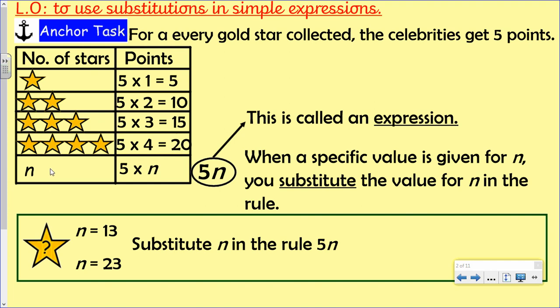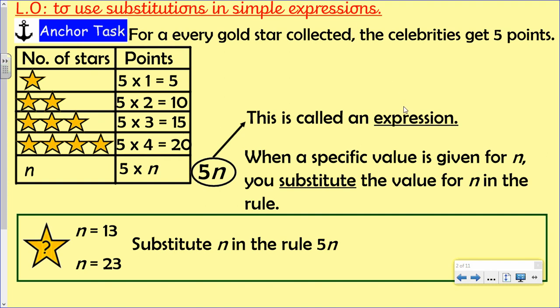So now n stars, so it could be any number at all. If it's n, we need 5 times n. Now we spoke about this yesterday. So 5 times n can also be written as 5n. Just the 5 right next to the n, the any number. And in algebra, that just means times by. So 5 lots of n. And this we call an expression, okay? Again, we spoke about this yesterday. So these are called expressions.